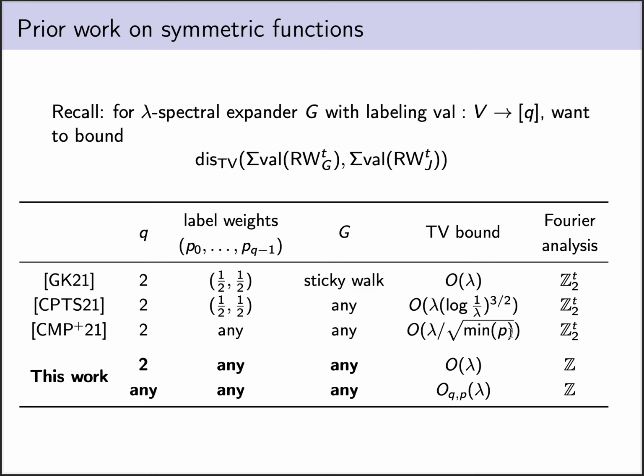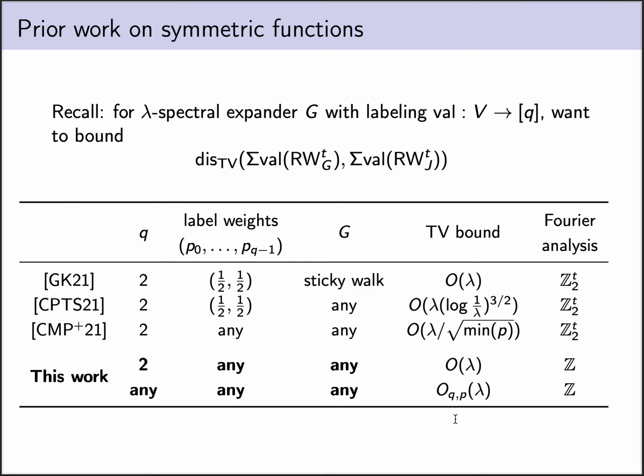So we kind of completely resolve this question by getting the optimal big O of lambda bound for all possible expander graphs and all possible label weights. And we also do generalize to arbitrary Q-ary labelings, which was not covered in prior work, though we make no attempt to optimize the dependence of our bound on Q or on the label weights for Q greater than 2.